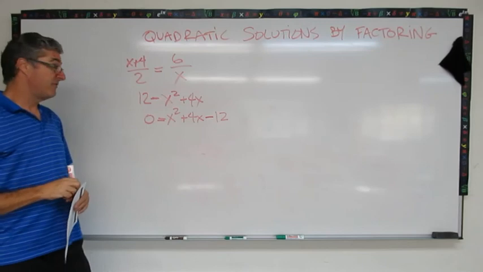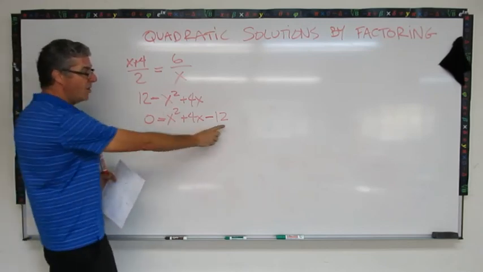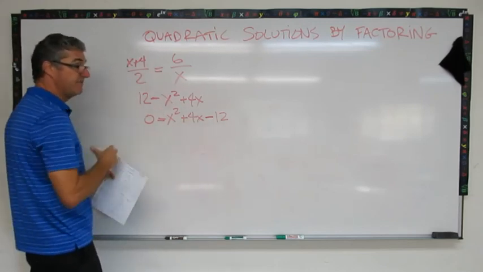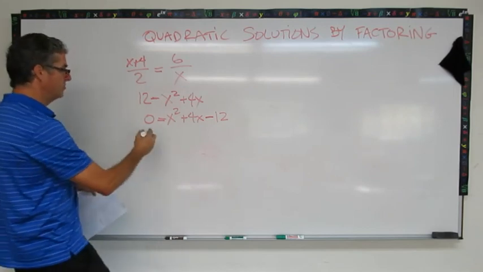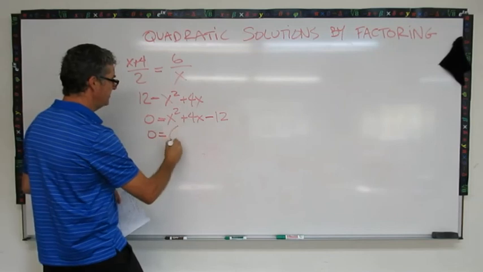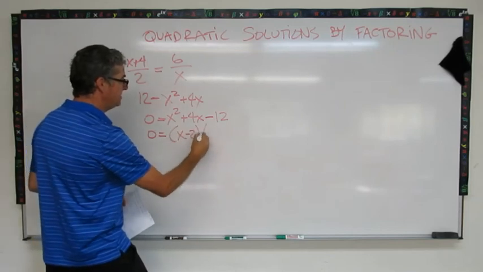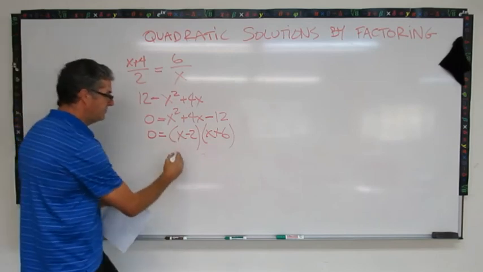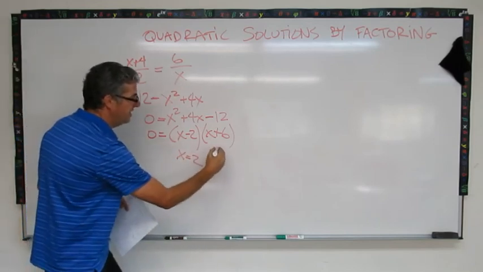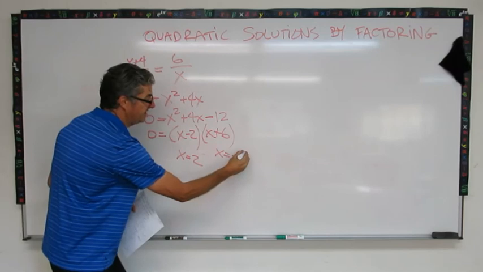So now I can factor this one. Two numbers that multiply to -12 that add to positive 4. That's positive 6 and -2. So I get 0 equals x minus 2 times x plus 6, like so. This one becomes x equals 2, and this is x equals -6.